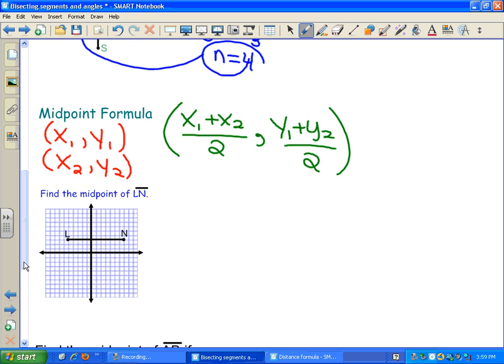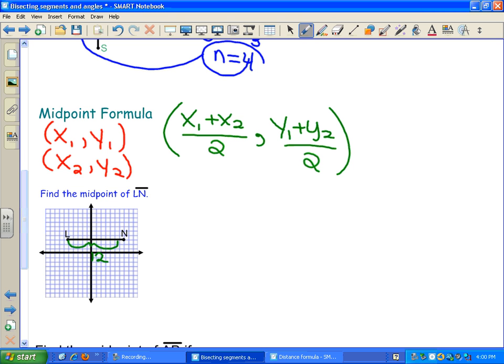So let's check this out. I want to find the midpoint of LN. Well, if we just give you a graph and it's on a horizontal or a vertical line, we can just count to find the midpoint. So since this is a horizontal line, the length of LN is 1, 2, 3, 4, 5, 6, 7, 8, 9, 10, 11, 12. This whole entire length is 12.